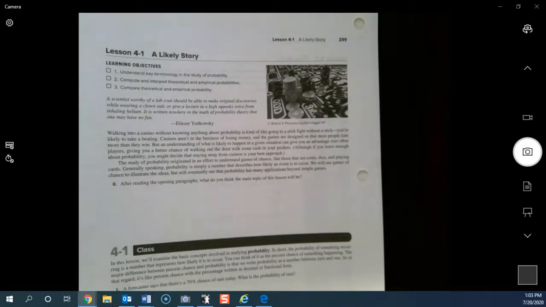Hello, class. We're about to get started on section 4.1, and it is entitled A Likely Story. Our learning objectives are to understand key terminology and the study of probability, to compute and interpret theoretical and empirical probabilities, and compare theoretical and empirical probability.